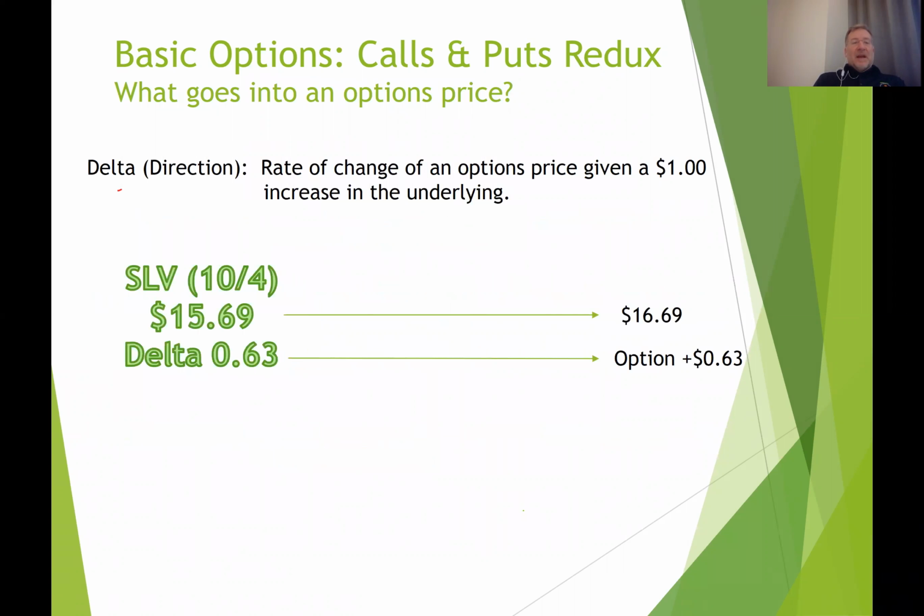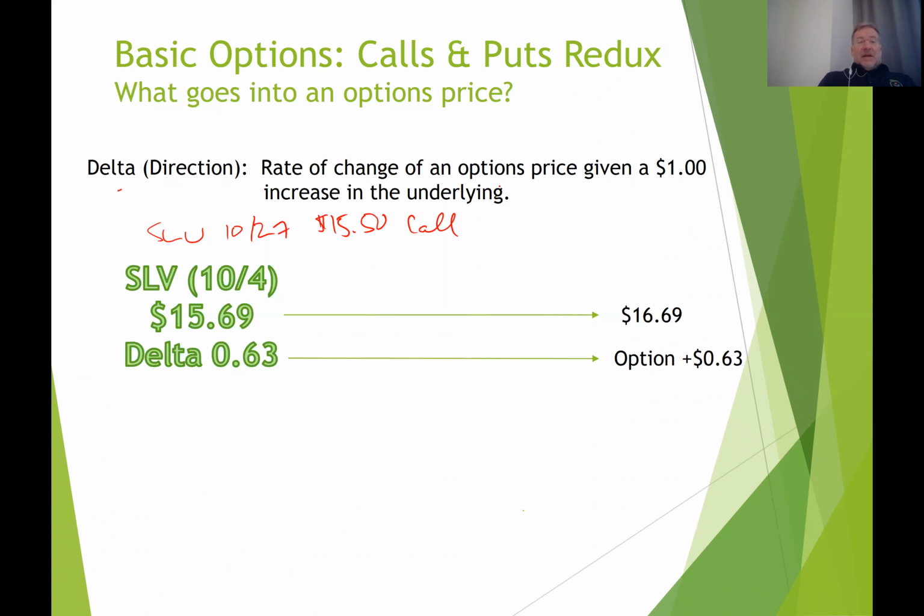I'm going to take a look at an SLV call. I think it's the SLV 10/27 15.50 call, and this is on Tuesday to close. The 4th of October. So SLV at the time, at the close, was $15.69, and the delta was 0.63.